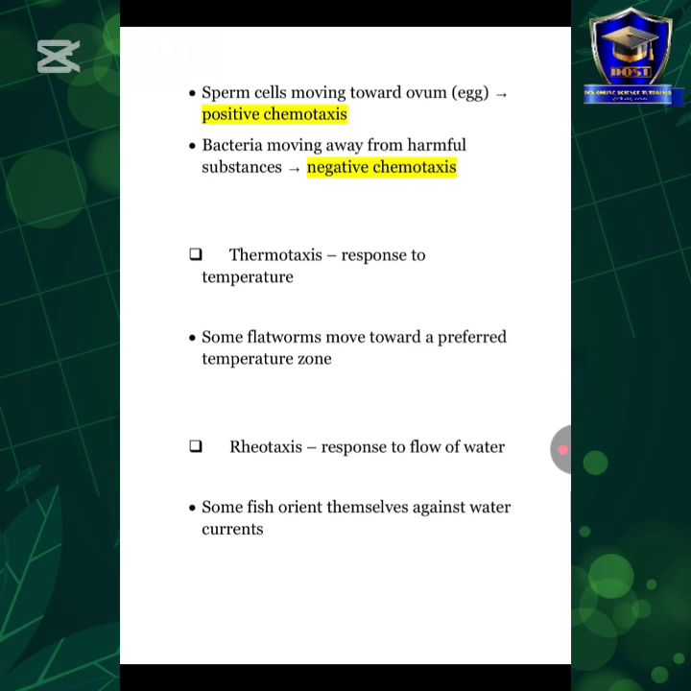So if their temperature is too cold and they notice that heat is coming from a particular direction, they will go towards that place. Okay, so that's positive thermotaxis. But if they are moving away from heat, it is negative thermotaxis. And finally, we have rheotaxis, which is the response to the flow of water.